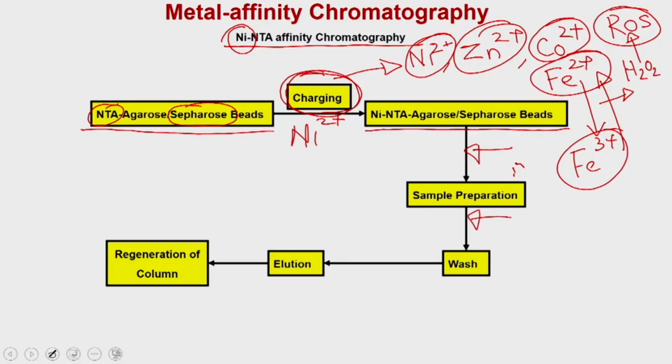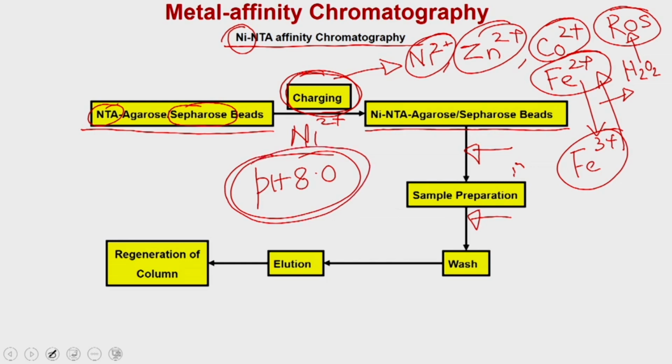Before you apply the sample, you have to equilibrate the column with the equilibration buffer, and in most nickel NTA affinity chromatography, you have to keep the pH somewhere around 8. You cannot work in nickel NTA affinity chromatography if the pH is less than 7, because the histidine tag present on the protein is not going to bind very effectively to the nickel present on the beads. So, it is recommended that you use a buffer at pH 8 or at least above pH 7.4.